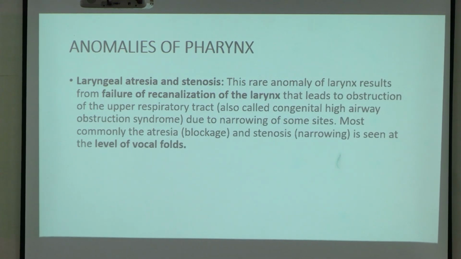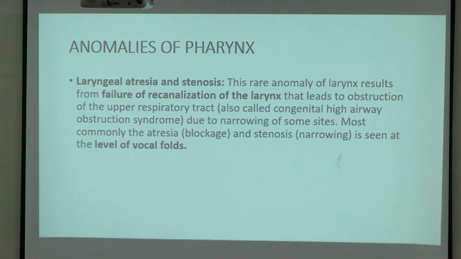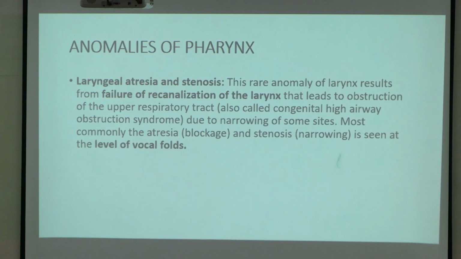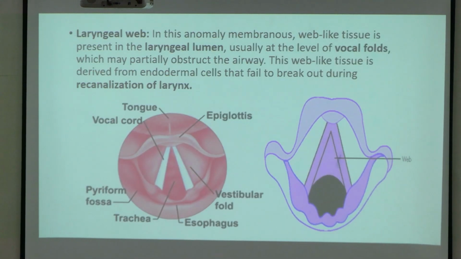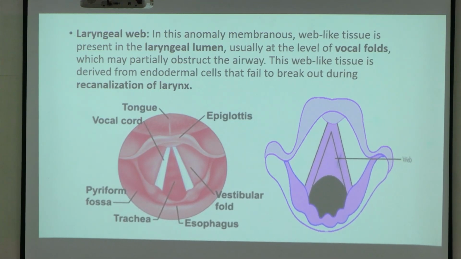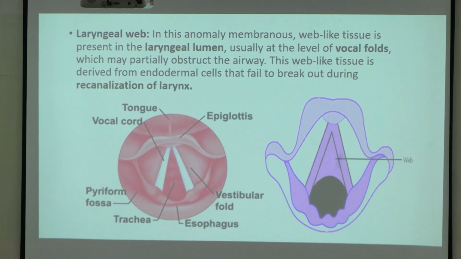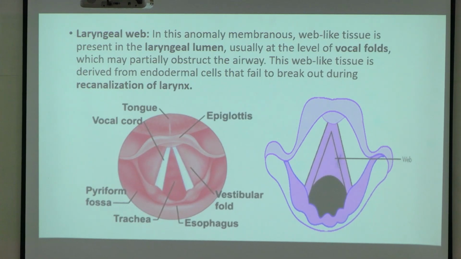Then what is the exact difference? Can anyone say the difference? Both are occurring at the level of vocal cords only, or vocal folds. Laryngeal web and laryngeal atresia are both happening because of the recanalization of your larynx during the process of development, and both are occurring at the level of vocal folds only. So, I am asking what is the exact difference you can see in these two conditions.